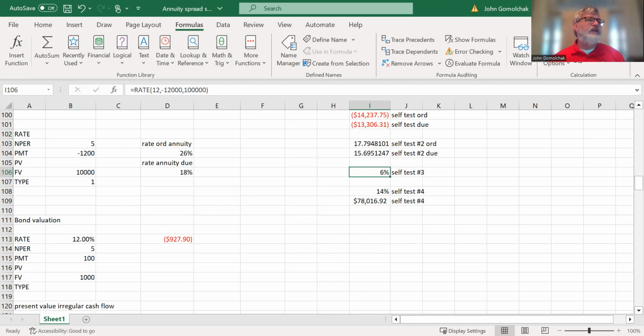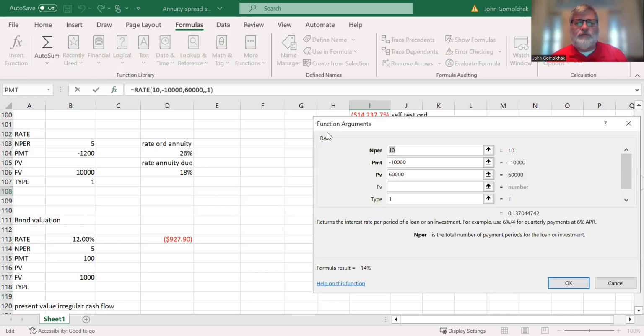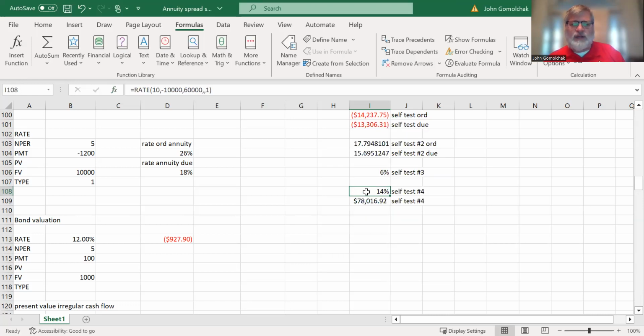And finally, you inherited an annuity that will pay you $10,000 a year for 10 years, and you receive the first payment today. It sounds kind of like an annuity due, right? A professional investor offers to give you $60,000 for the annuity. If you sell it to him, what rate of return will he earn on the investment? Okay, so we're looking for the rate here. So 10 years, $10,000 put in as a negative number. Him offering us $60,000 makes this a present value of $60,000. And since it's an annuity due, we put a 1 in type, and we end up with 14%.